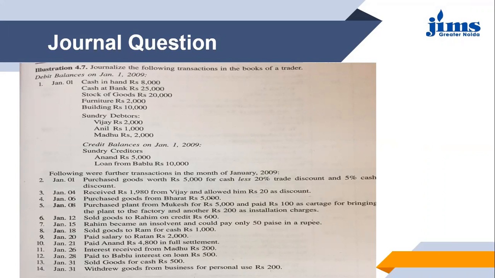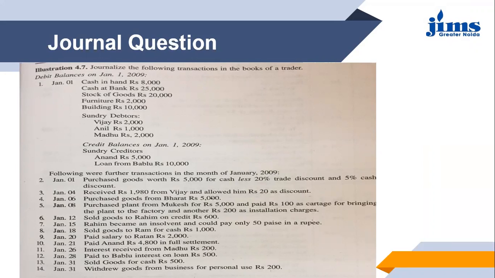On January 15th, it is saying Rahim became an insolvent and could pay only 50 paisa in a rupee. Insolvent here means that he has become bankrupt and he cannot pay any further amount. So whatever he is paying is for the full and final settlement. So 50 paisa in a rupee means he has made payment of only 50% of the outstanding amount, and the rest 50% will become a loss for the firm. Such type of loss for the firm is termed as bad debts for the firm. So we have to include an entry of bad debt here in this journal entry for this transaction.